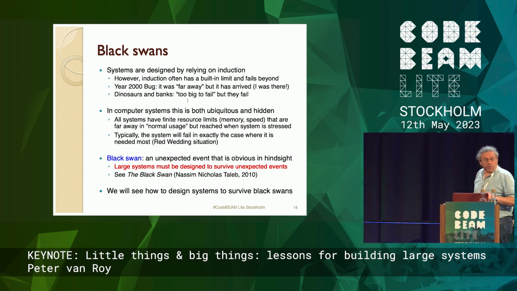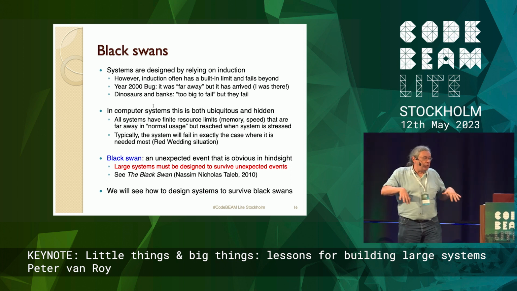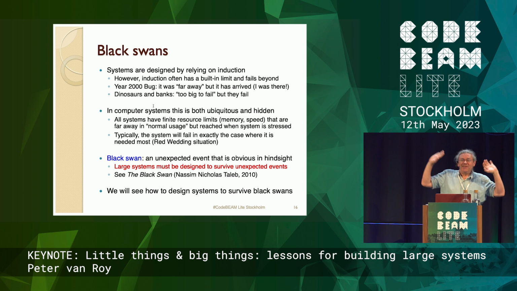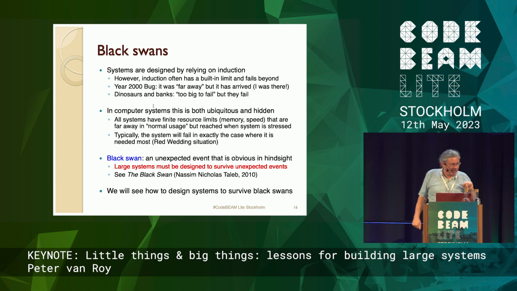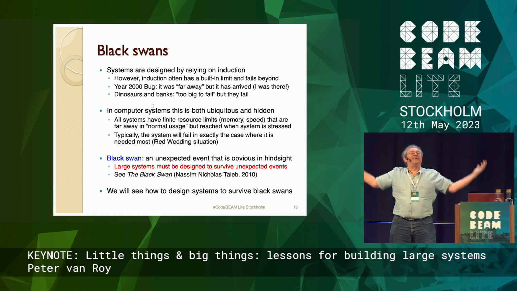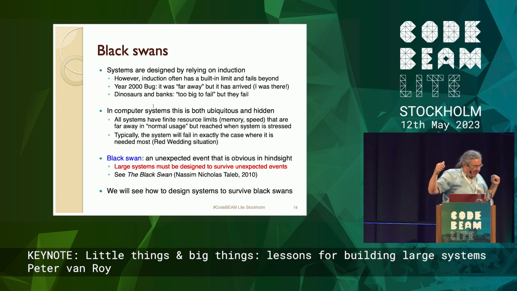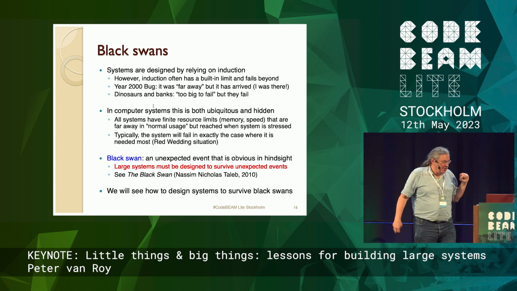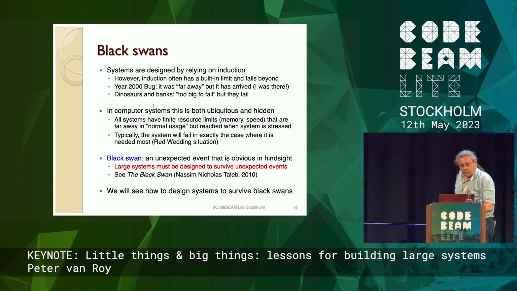All systems, computing systems, have finite resource limits, but usually you're way below them, so you don't really feel them unless you get to push against the edges, okay? So you feel like you have infinite power, and it will fail if you need that power, because you will notice you don't have it. So the black swan is an unexpected event that is obvious in hindsight, but not at the time.